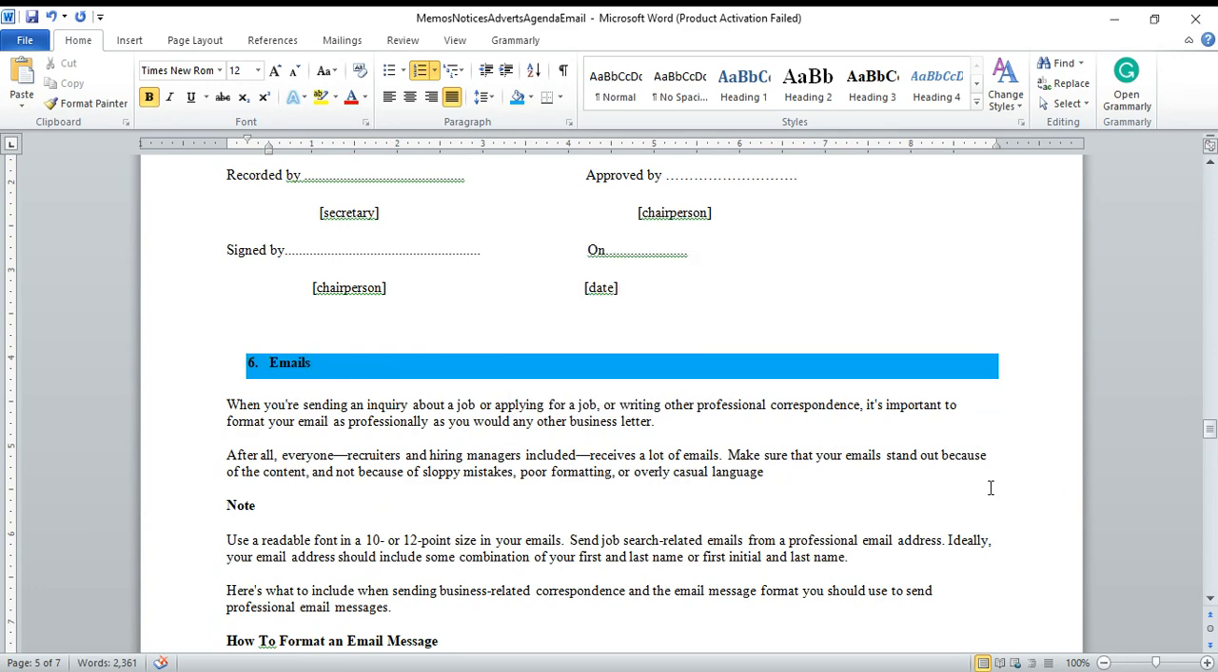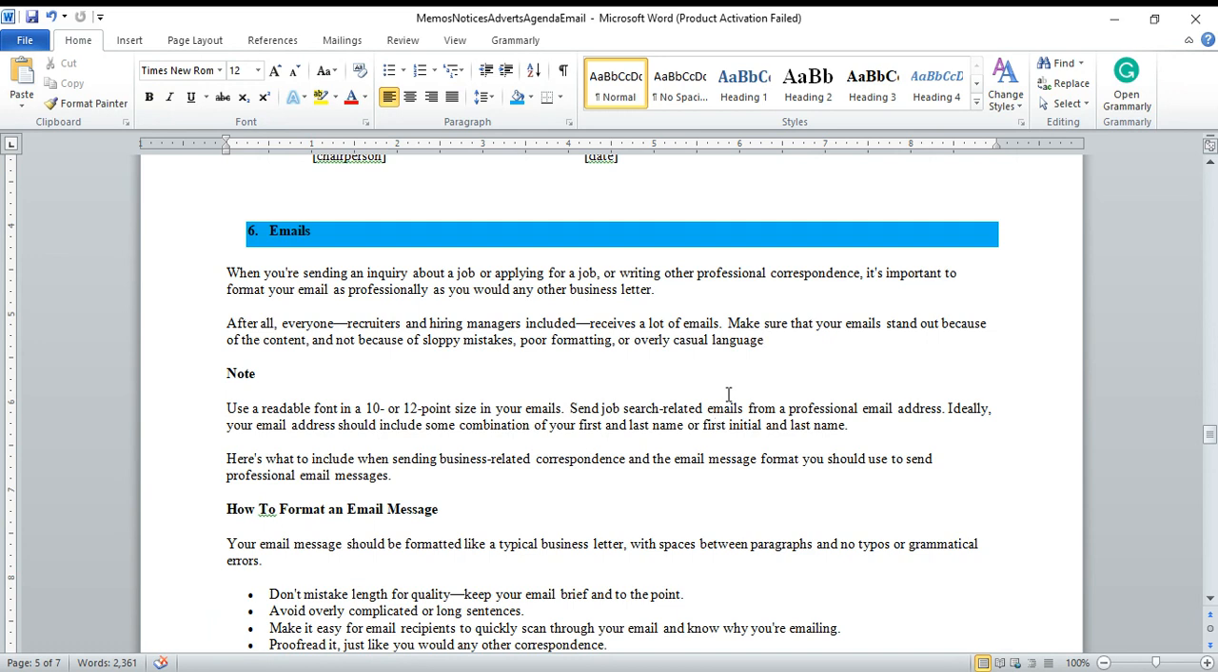Now, the next thing we want to discuss is the core function of writing something we call emails. An email is electronic mail. Electronic mail is simply an electronic version of a paper, hard copy letter. In business, we use a lot of emails, so it is important that you learn what an email is and the best practices when writing a good email.